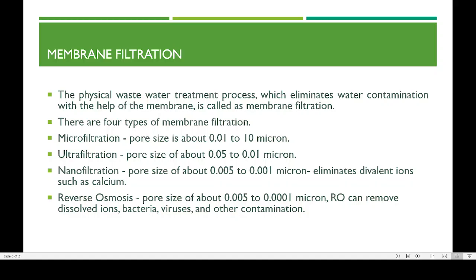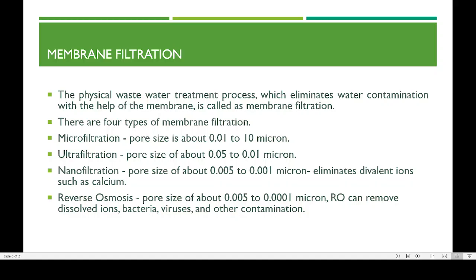So based on the size of the membrane used for filtering water, we can call it microfiltration, where the pore size is between 0.01 to 10 micron. Then if the size is between 0.5 to 0.01 micron, we call it by the name ultrafiltration, a still more efficient method of filtration. Then another is known as nanofiltration, where the pore size will be very small, very tiny, 0.005 to 0.1. So very fine particles can be easily removed by nanofiltration.